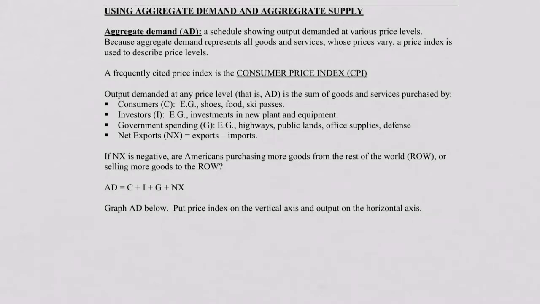Now we're going to use a model that will help us represent unemployment, cyclical unemployment, and inflation. So the first component is the aggregate demand side of the model, which is simply a schedule showing output demanded at various price levels. Because aggregate demand represents all goods and services whose prices vary, we're going to have to use a price index to describe those price levels, and we're going to use that consumer price index again.